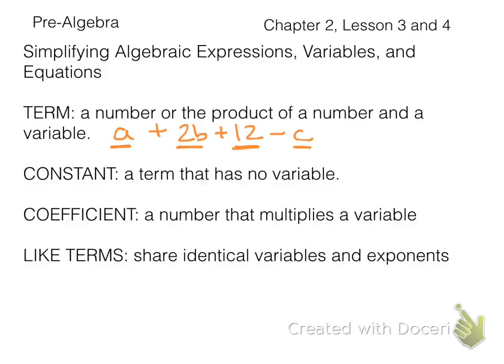All right, a constant is a term that has no variable. So if I were to look at the previous example, the 12 would be a constant. It's just a number, something that has no variable. A coefficient is the number in front of a variable. So in this case, it would be the 2 or the invisible 1 in front of the A or the invisible 1 in front of the C. So coefficients are when you're multiplying something times a variable.